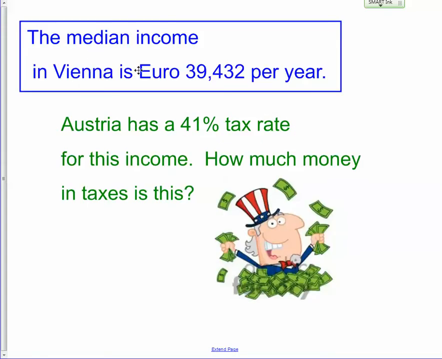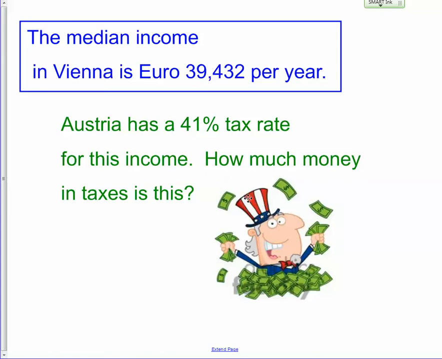So I looked this up on the internet, and the median income in Vienna is 39,430 euros per year. And for that income, Austria has a 41% tax rate. That means you have to give 41% of your money to the Austrian government to spend for things like health care, social services, paving the roads, education for children, police force, fire department, ambulances, etc. All of that costs money, and the people pay for that.